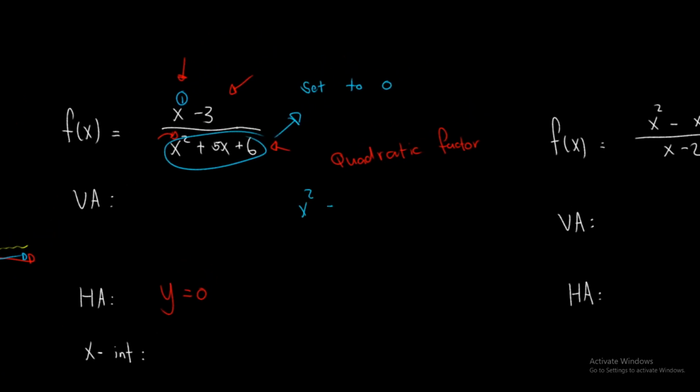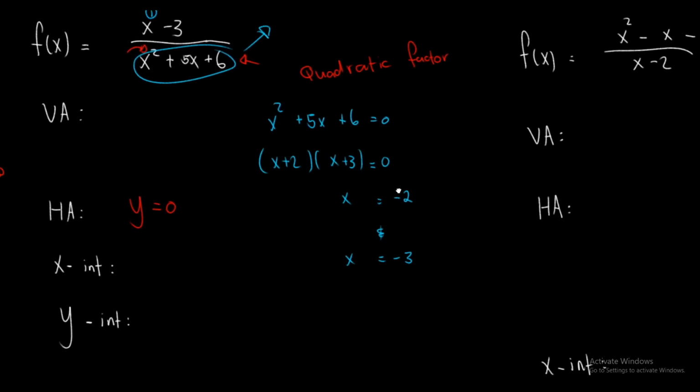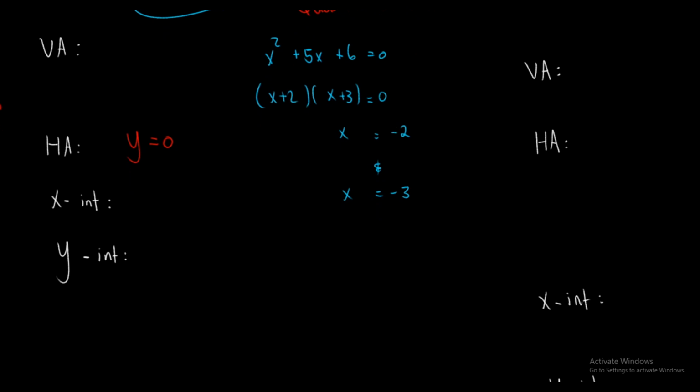So we have x squared plus 5x plus 6 is equal to 0. I can use factorization to factor out two values. In this case, I have x plus 2 and x plus 3. Now I can solve for x. So x is going to be negative 2 and x is going to be negative 3. Okay, so I have my two vertical asymptotes. In this case, it's going to be negative 2 and negative 3.